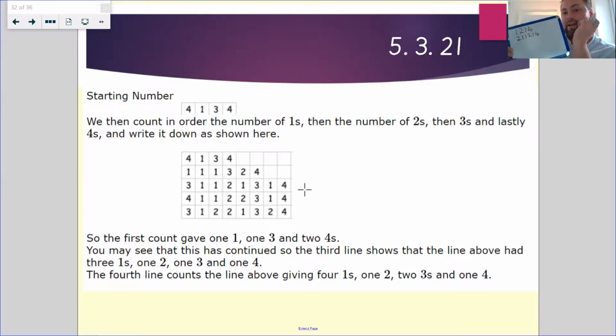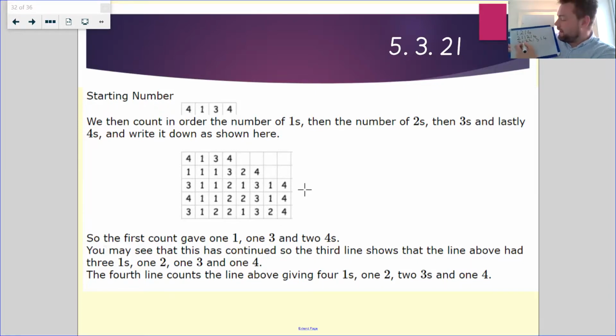Okay, so you can see what I've done there. And then I do the same with our new set of numbers. How many 1s do I have? We start at 1s. I've got 1, 2, 3, so 3 ones. How many 2s do I have? I've got 2 twos. How many 3s have I got? I've got 1 three. Then how many 4s have I got? I've got 1 four. And then I do it again.